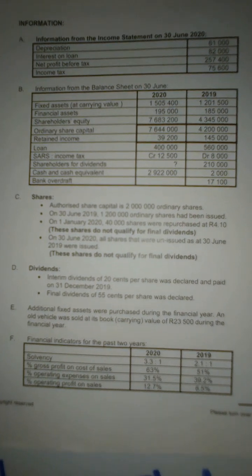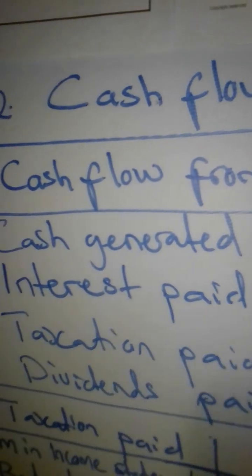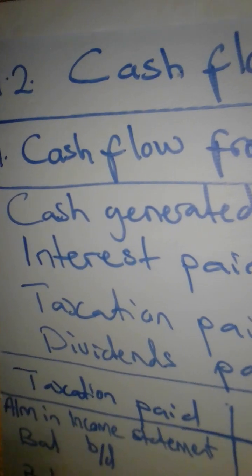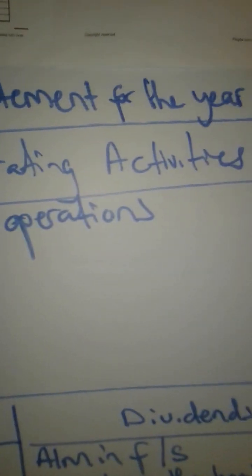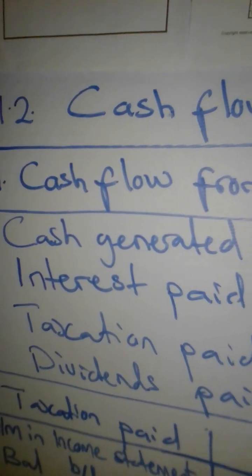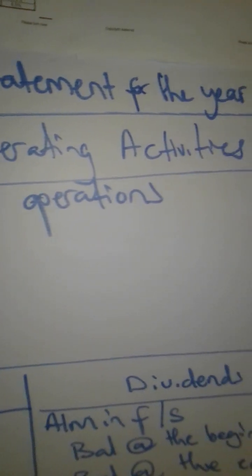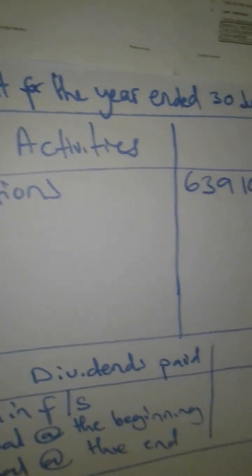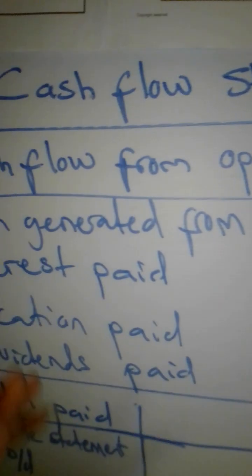So I have prepared again a template of what we are going to be looking at. I have broken down the cash flow statement into 3. So we're going to do the first part, the second part, and the third part. The first part of the cash flow statement, as you are all aware, is cash flow from operating activities. The second section is usually cash flow from the investing activities. The last part is the cash flow from the financing activities. So I've broken them like that.